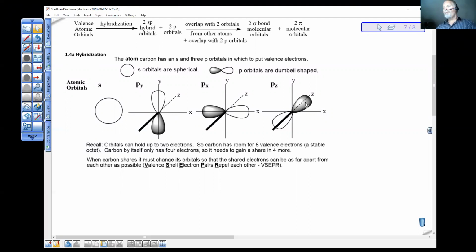One thing to note is that the p orbitals cannot be used for making the first bond between atoms, because we want to spread things out as far apart as possible. Why do we want to spread atoms out as far as possible? Because valence shell electron pairs repel each other. That's a great theory name, the VSEPR theory.